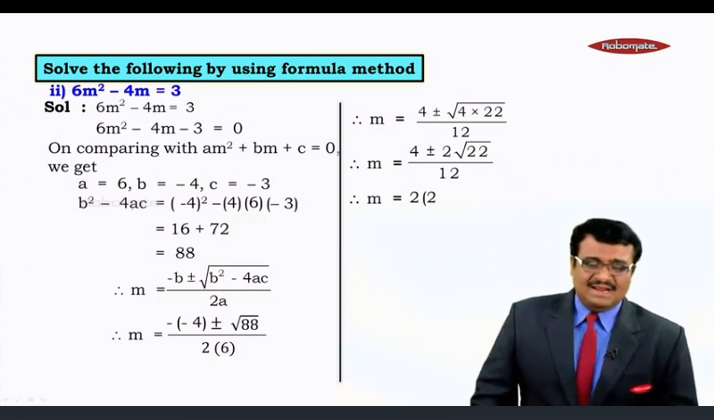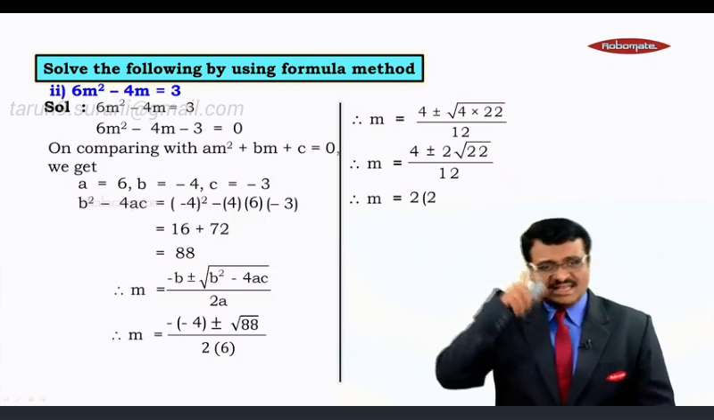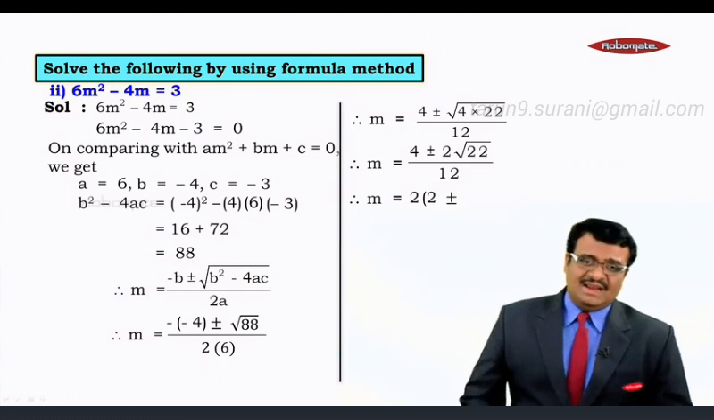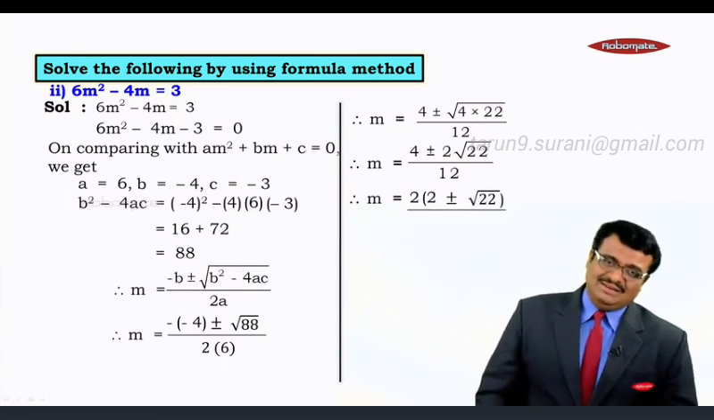What stays inside the bracket? Out of 4, 2 has gone out. What stays inside? 2, plus or minus. 2 has gone out. What stays inside the bracket? It will be root 22 upon 12.